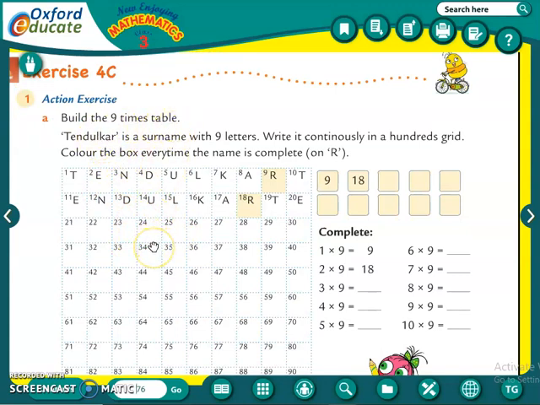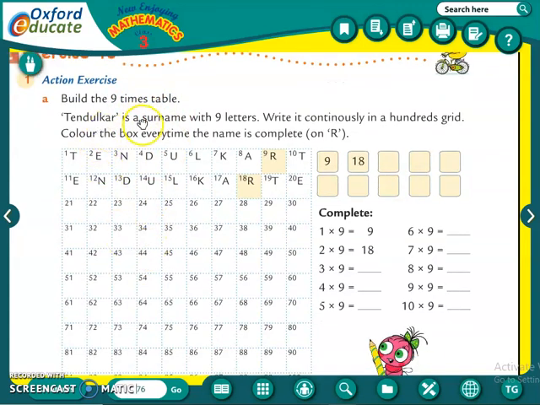Here we have to write the table of 9, but see how we have to write it. Tendulkar is a surname with 9 letters. Write it continuously in a hundreds grid. Color the box every time the name is complete on R.